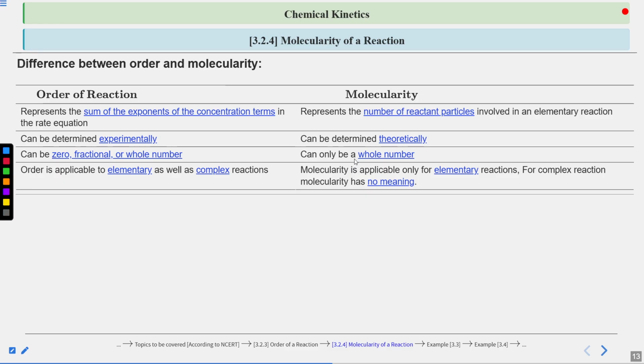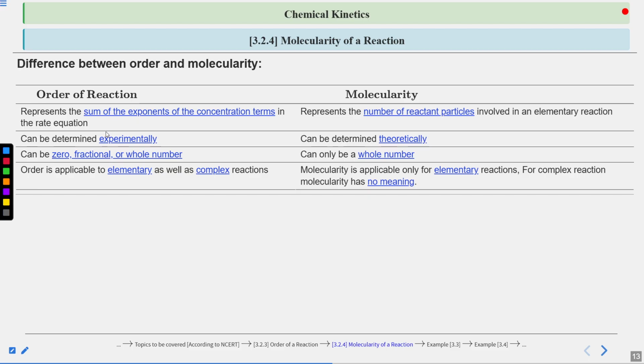So molecularity can only be a whole number, not a fractional or zero number. But order of a reaction can have zero and fractional values along with whole number values. Order is applicable to elementary as well as all the complex reactions.